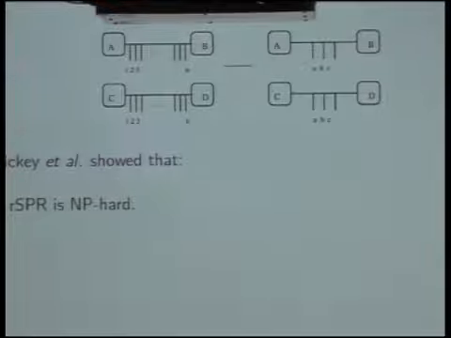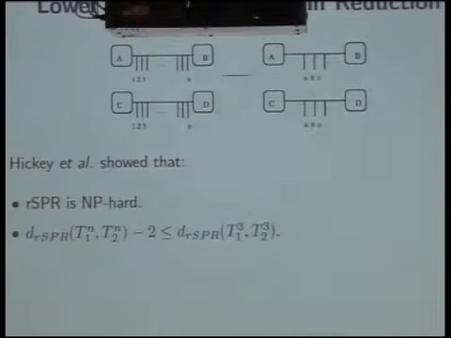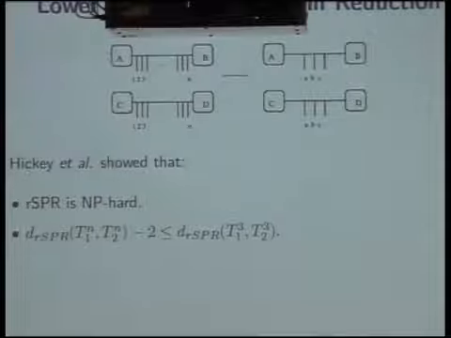And so what about unrooted trees? I should say we haven't solved the problem, but we've made some progress. That's the punchline. So let me say some of the things that are already known about it. Glenn Hickey and a group of about 5 other people showed that it's NP-hard, and they showed also that the distance of the reduced trees is at most 2 smaller than the original trees, which is actually very nice to have.